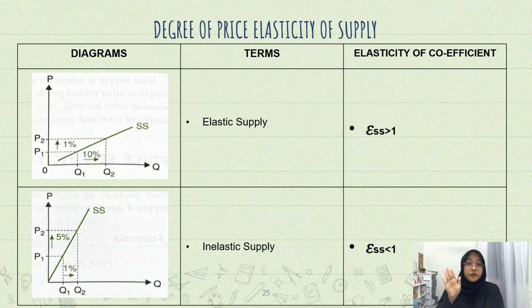There are 5 degrees of price elasticity of supply. The first one is elastic supply. This happens when a small percentage change in the price leads to a bigger percentage change in quantity supplied. The second one is inelastic supply. This happens when a large percentage change in the price only affects a small percentage change in the quantity supplied.